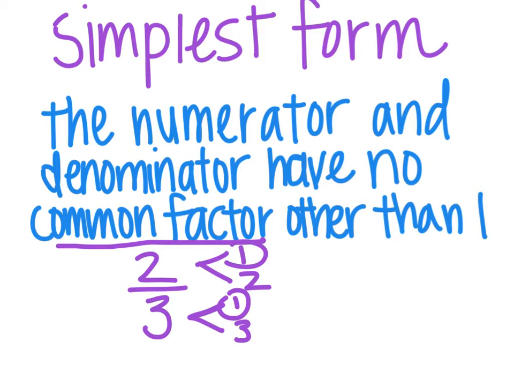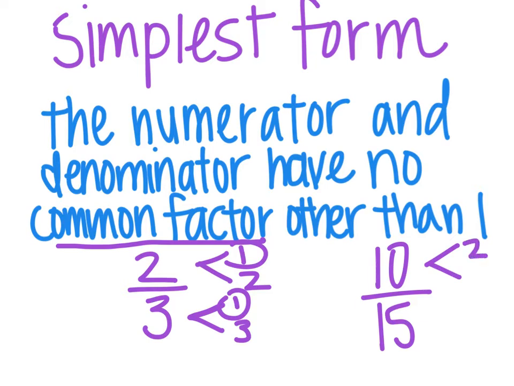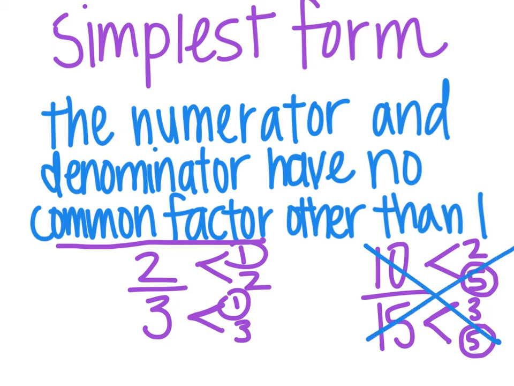2/3. But if I had something like 10 out of 15, 10's factors are more than just 1 and 10. I could have 2 and 5, or 1 and 10. 15, I have 1 and 15, or 3 and 5. If you see, they have a common factor of 5, which is bigger than 1, so it's not in its simplest form. If I divided the top and bottom by 5, I would actually get 2/3, which then would be the simplest form. Let's practice finding simplest form ourselves.